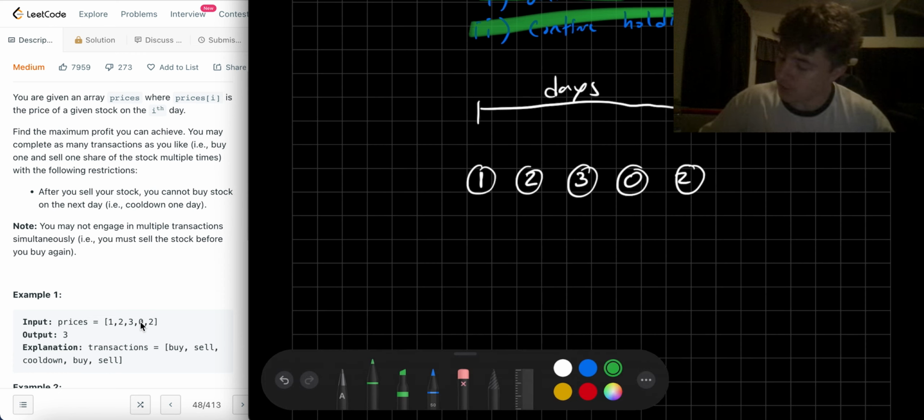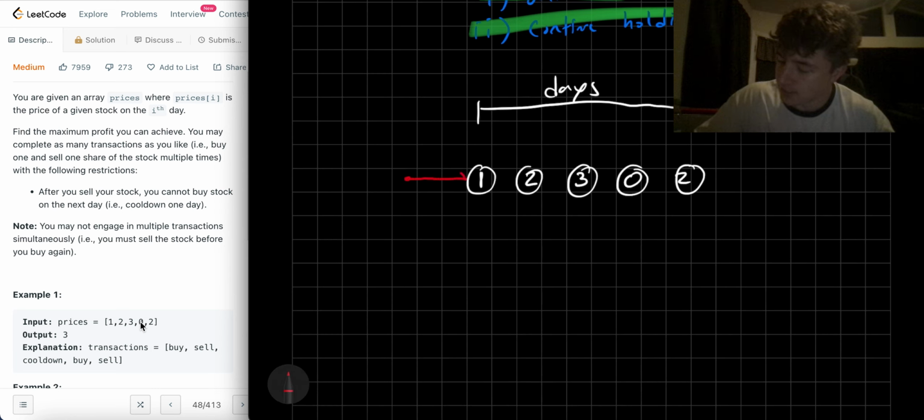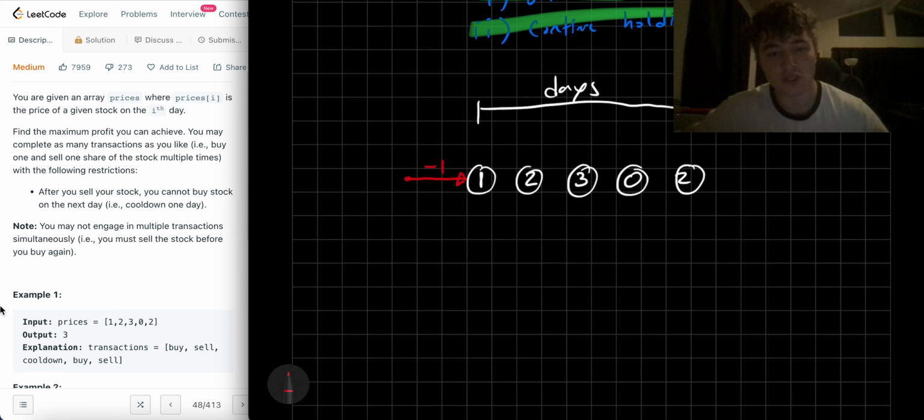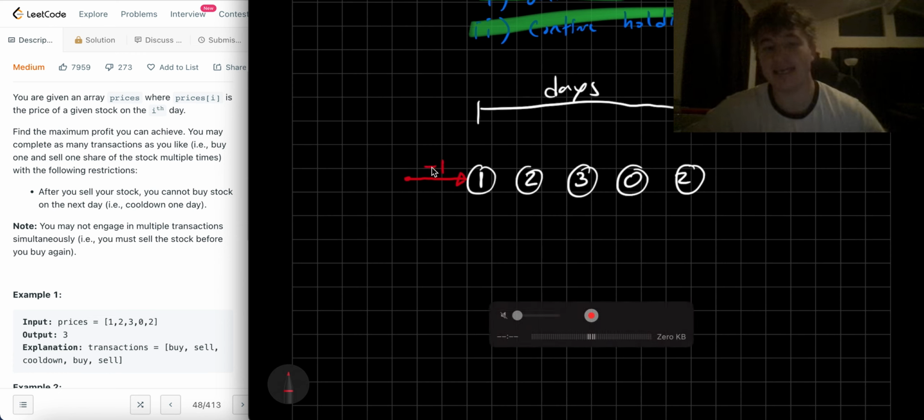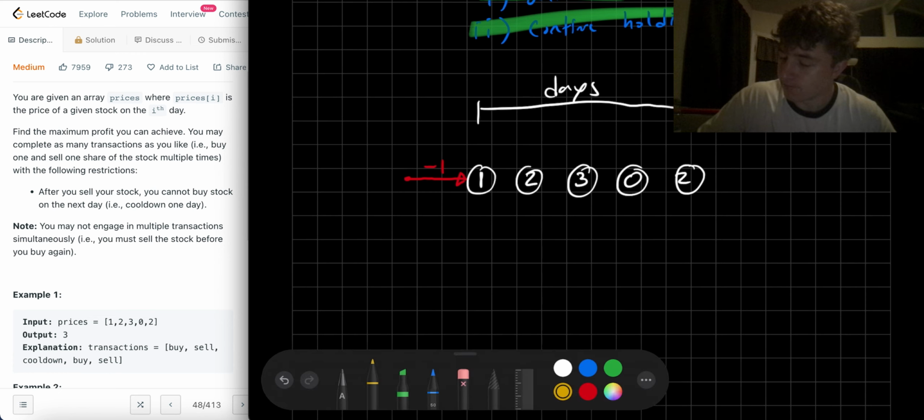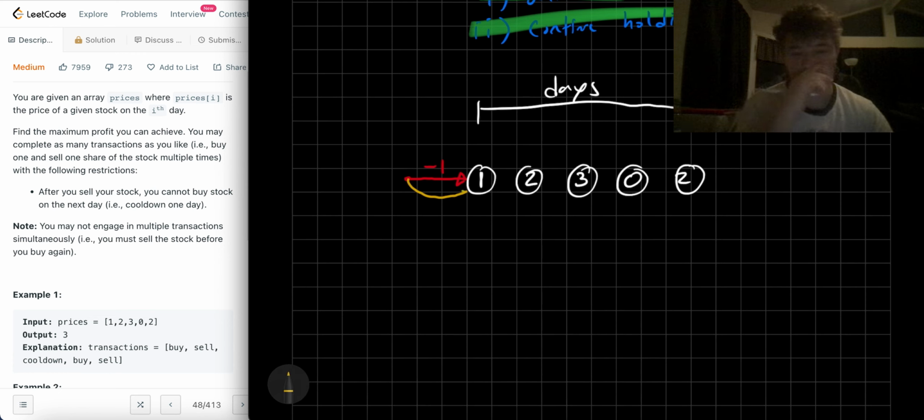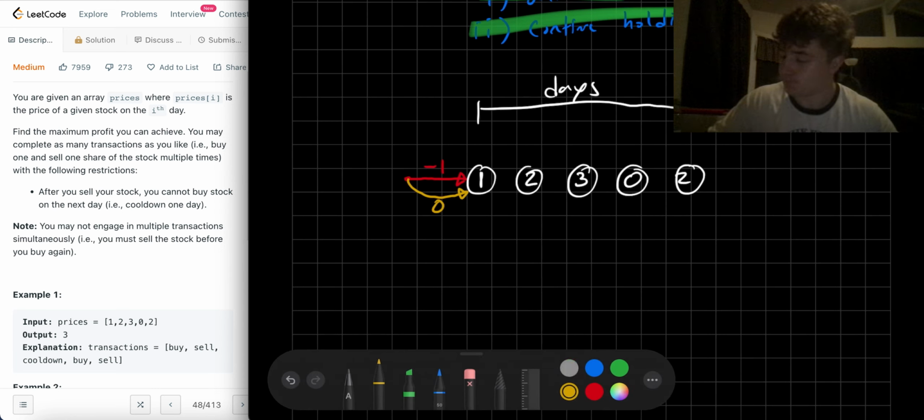You can decide that you're going to buy the stock, and that's going to cost you money. So on the first day, you can decide that you're going to buy the stock, and that's going to cost you $1. So I'll correspond that to saying it's going to cost you -1. You gain -$1 by buying the stock. Or you can decide on the first day that you're going to do nothing, and that costs $0.